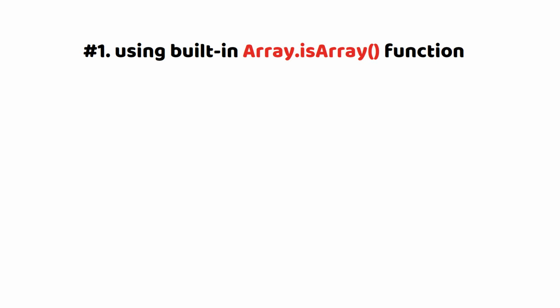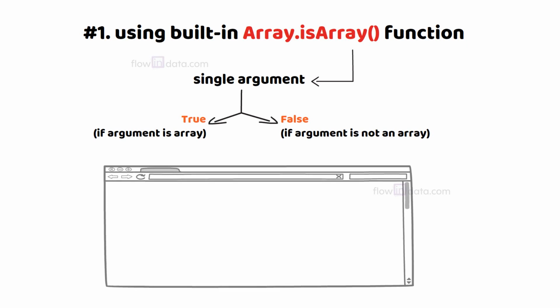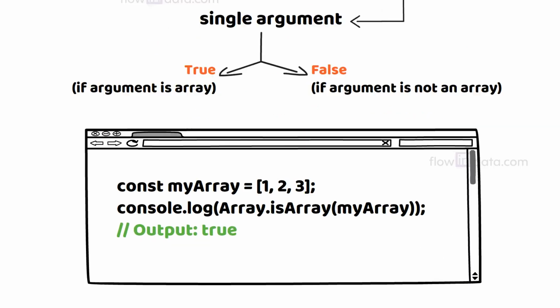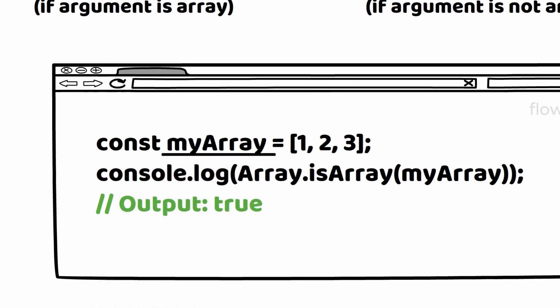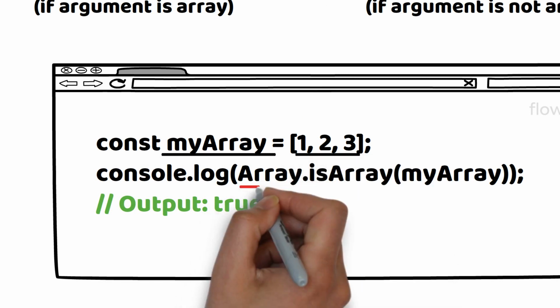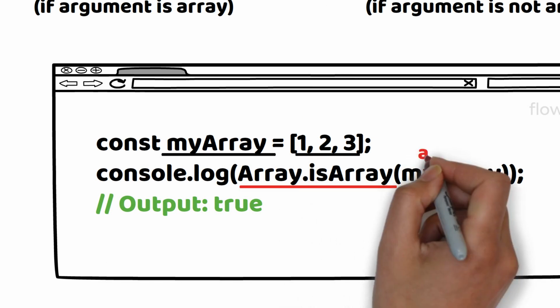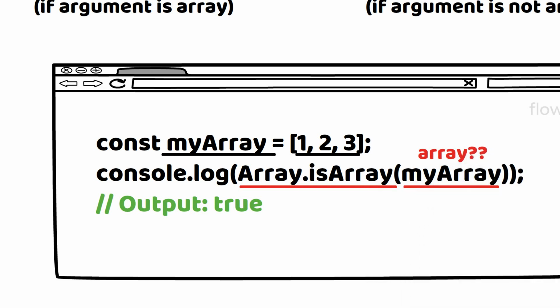So the first method involves using the built-in Array.isArray function. This function takes a single argument and returns true if the argument is an array and false otherwise. Okay, so let's see the example. In this example, we have declared a variable called myArray and assigned an array of numbers to it. We then use the Array.isArray function to check if myArray is an array or not. Since myArray is indeed an array, the function returns true.